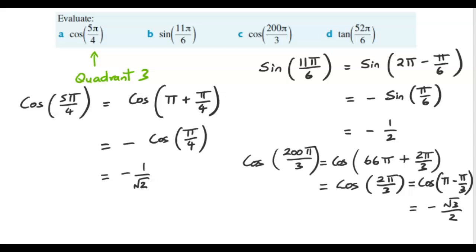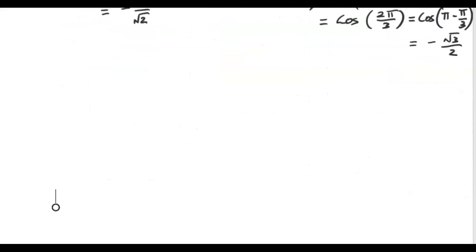Okay, we're on to the last part of the circular functions basic videos. Now we were looking at evaluating exact values of angles and their ratios, sine, cos, and tan, across the four quadrants of the unit circle. We had a look at these three examples in the previous video, and the last example is to find the value for tan 52 pi on 6. So let's talk about tan 52 pi on 6.